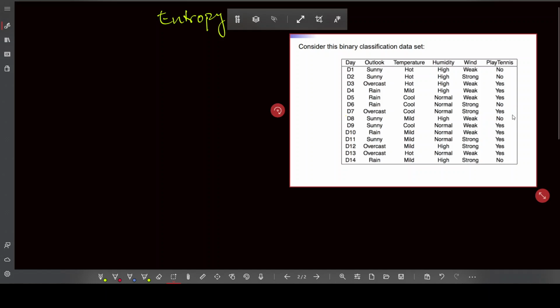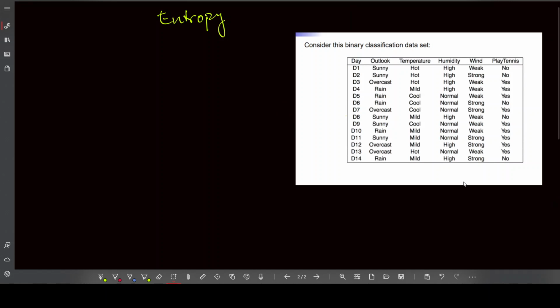I've taken this data set from the lecture slides of University of Rhode Island. So you can just go there and have a look at the slides if you want to. So first up, we have this concept of entropy.